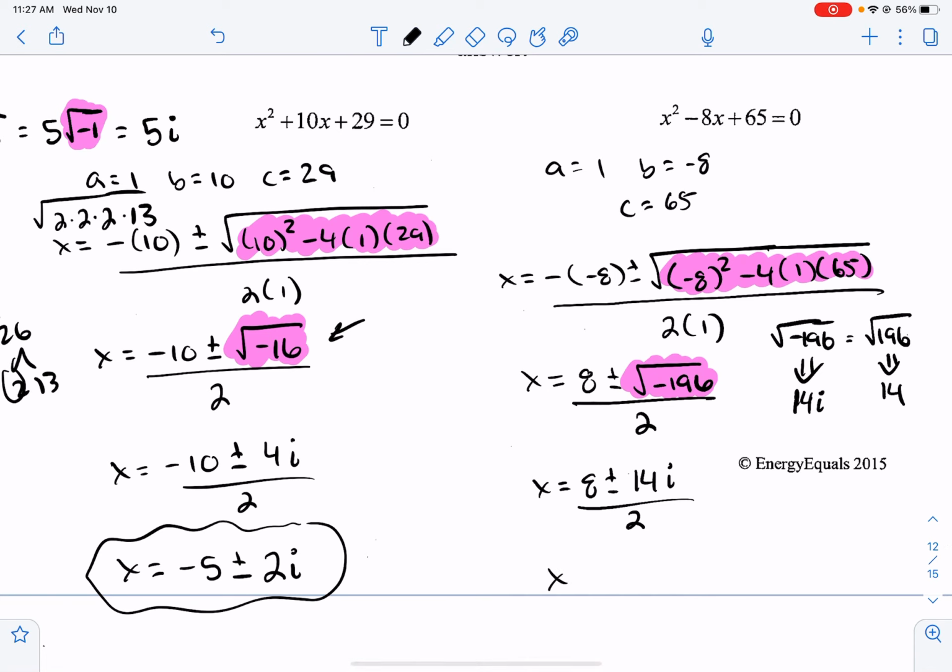Well, that's nice again. 8 divides by 2. That's 4. Plus or minus 14 divides by 2. That's 7. And I have an i still. And I can't add those together because one is an i, one is not. So that would be my final answer.